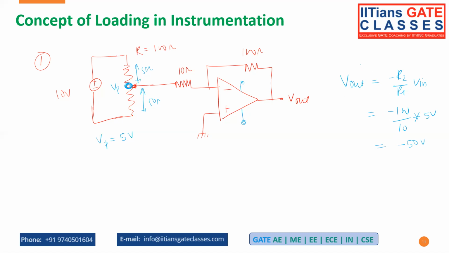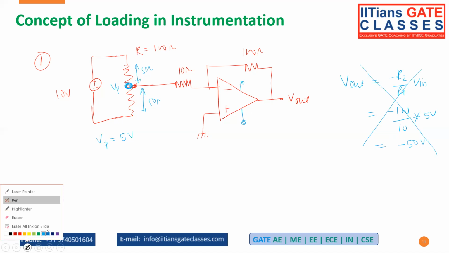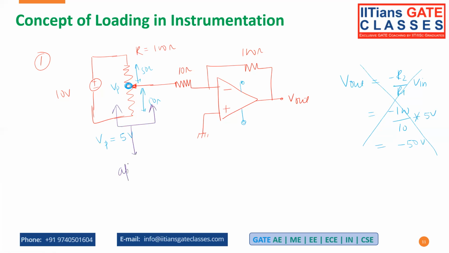But this approach is completely wrong. You should not be getting the output as minus 50 volts. Now I will tell the reason why. The first thing you did was apply the voltage division here. But think, can you apply the voltage division here? The answer is no. Why? Because of the current that is coming from here, you have assumed that, okay, let me erase this.